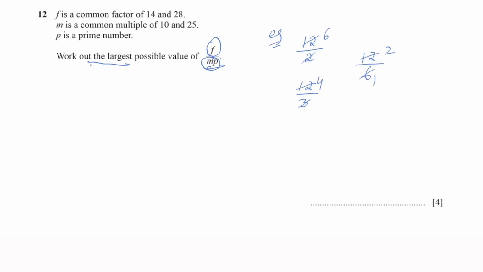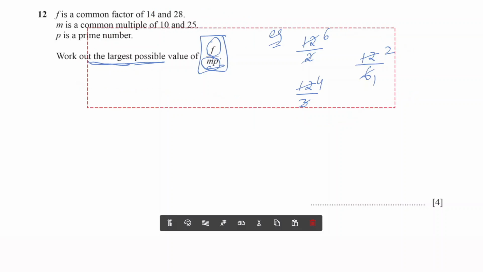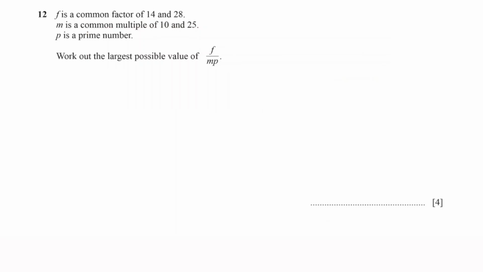So what might be the largest possible value of this one? When I keep the denominator as small as possible. I hope you understand. Then only I'll get the largest possible value of F upon MP. So it means that I have to keep the smallest value of M, the smallest value of P, and the greatest value of F. Then only I'll get the largest possible value of these combined, correct?